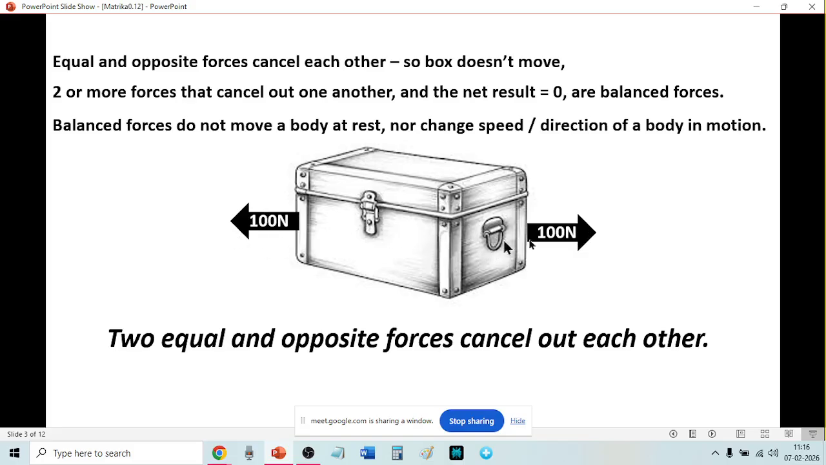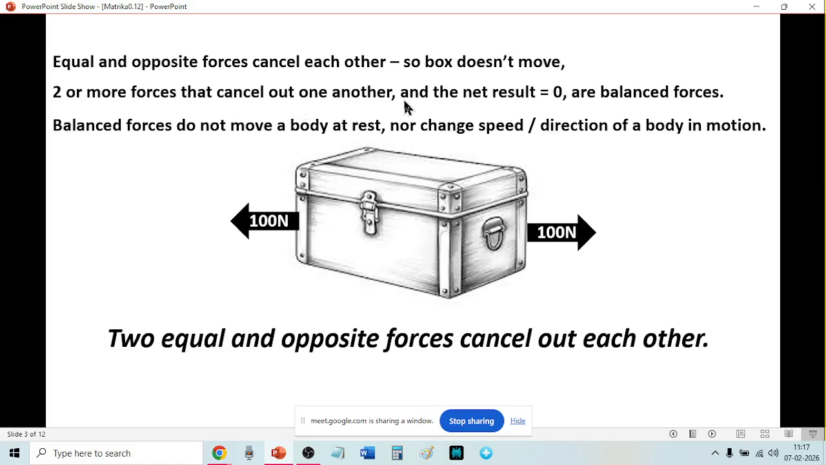So two equal and opposite forces will cancel. It is just like cancelling plus 5 and minus 5: you get 0. Plus 10 and minus 10, the effect is 0. One is regarded as plus 100, the other as minus 100. So the effect is 0. Two equal and opposite forces cancel each other, so the total effect is 0. And it can also be 3 or 4. It doesn't have to be 2. It can be 2 or more forces.